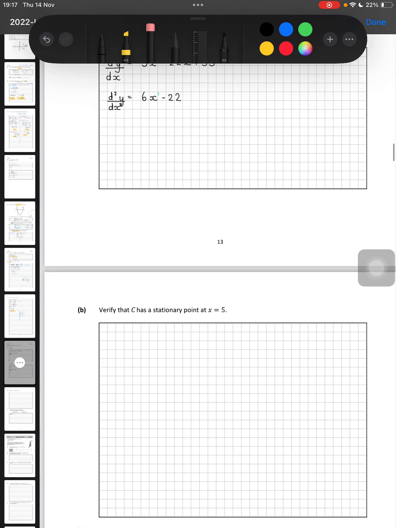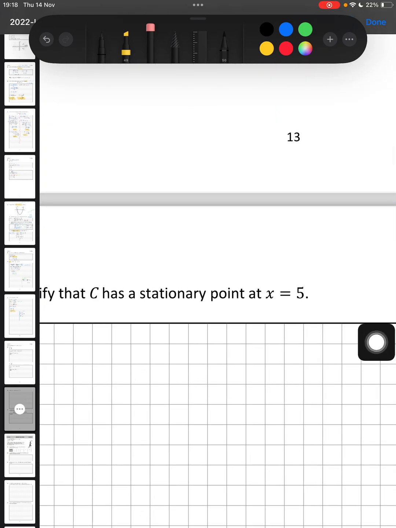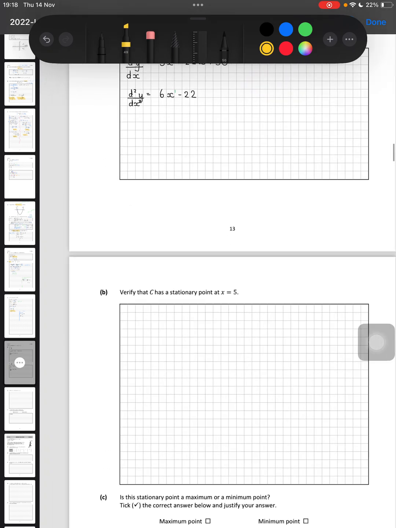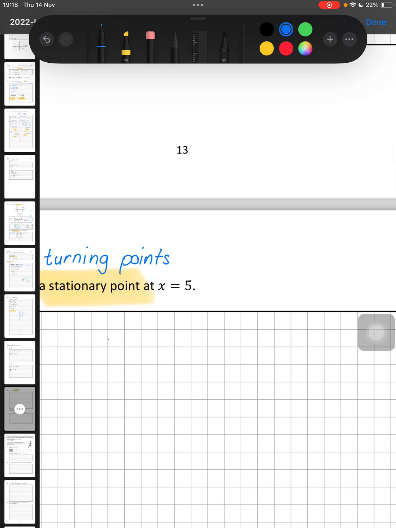Then the question goes on and it says, verify that C has a stationary point at x is equal to 5. So a stationary point, what is a stationary point? Now, I'm not even going to look at the shape of a cubic. A stationary point is a turning point. So remember, our stationary points are our turning points. How do we know my values of my turning points? Or how do I get those? I get those by saying when is the slope 0?